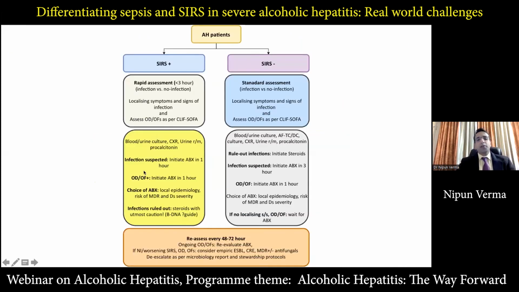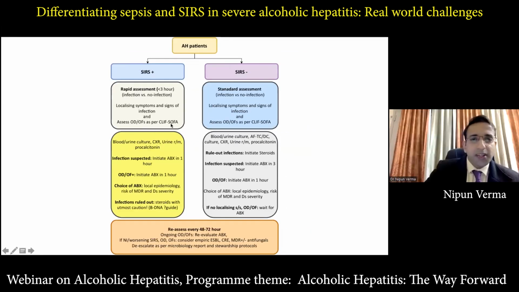Finally, my algorithm for treatment of patients with alcoholic hepatitis includes: if they present with SIRS, we rapidly assess for infections, localize the signs and symptoms of infection, and identify organ dysfunction and organ failure using the CLIF-SOFA scoring system. Send the cultures and investigations, and if infection is suspected, we start antibiotics within 1 hour, as per surviving sepsis guidelines. If there is organ dysfunction or organ failure, we start antibiotics early on. If infections are ruled out, steroids can be used, but bacterial DNA has recently been shown to be a helpful tool to guide steroid use in patients with alcoholic hepatitis.